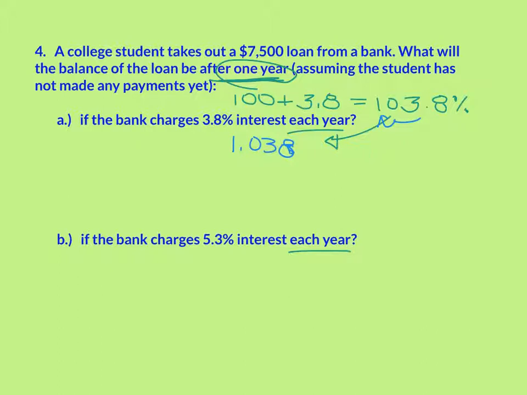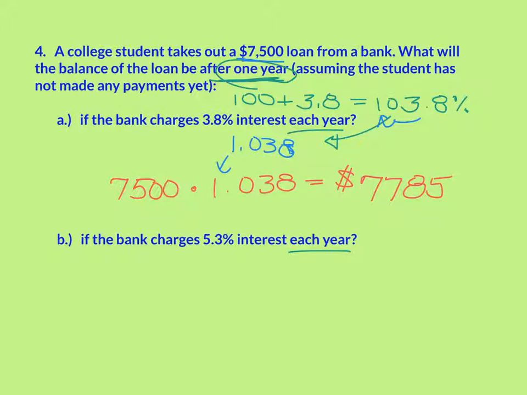There that is. And now I'm going to multiply that times the original amount of money. So therefore, I'm going to have my $7,500 loan multiplied times 1.038, and that equals $7,785.